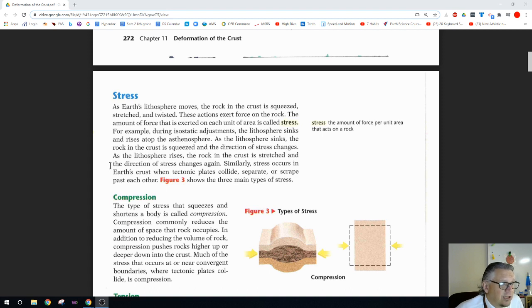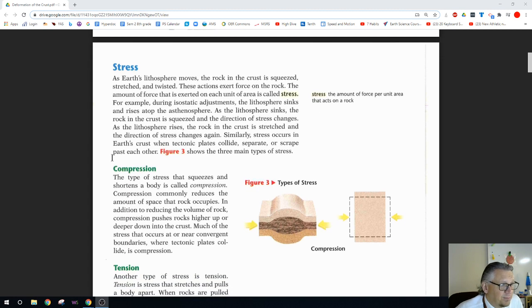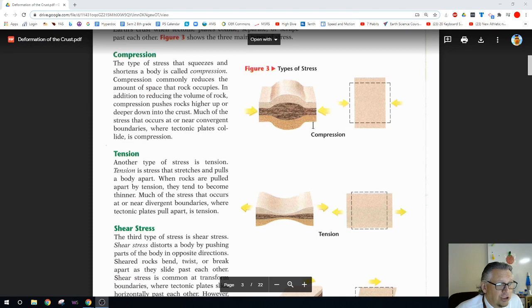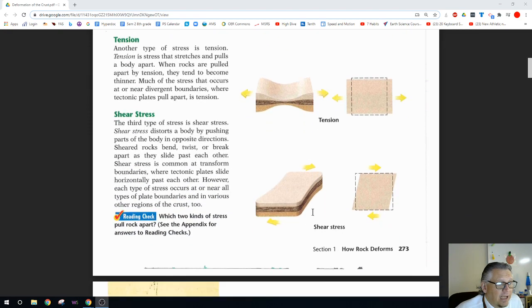Similarly, stress occurs in the Earth's crust when tectonic plates collide, separate, or scrape past each other, as shown in Figure 3. Figure 3 shows the three main types of stress. So we have compression, we have tension, and we have shear.